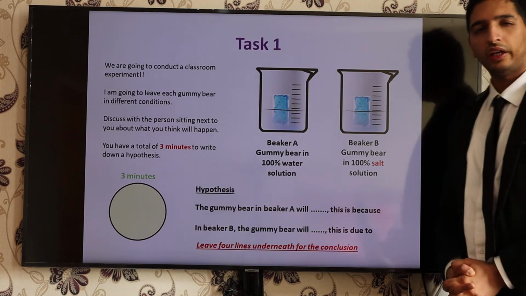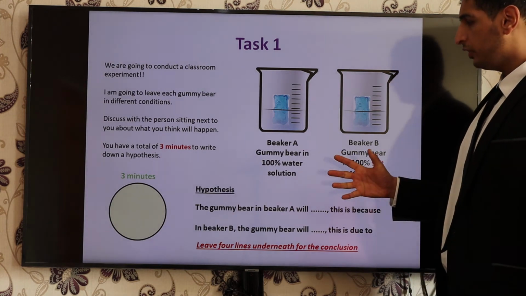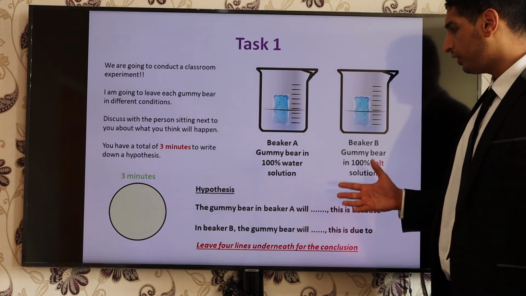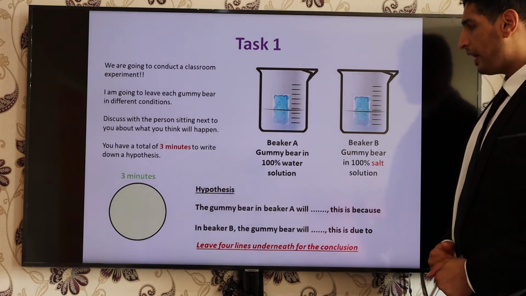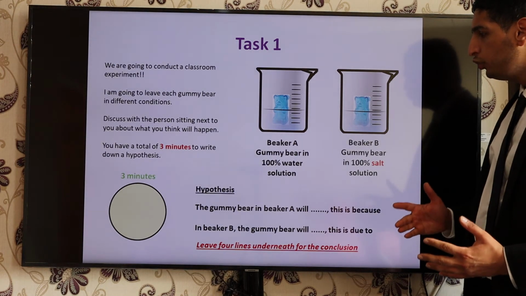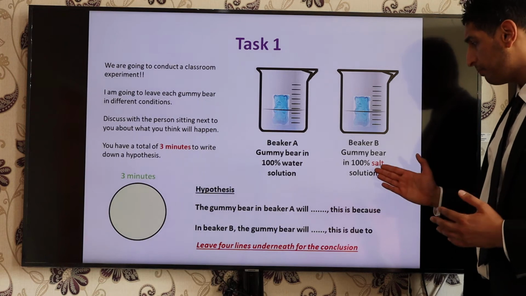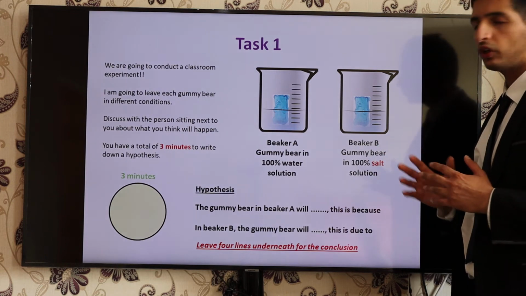This is the practical that you need to do. The practical is with potato chips, but here I've used an example of a gummy bear. Now, let's have a look at this. Beaker A, gummy bear in 100% water solution. Beaker B, gummy bear in 100% salt solution.